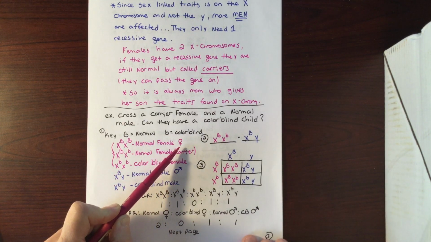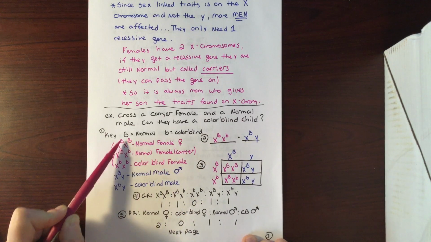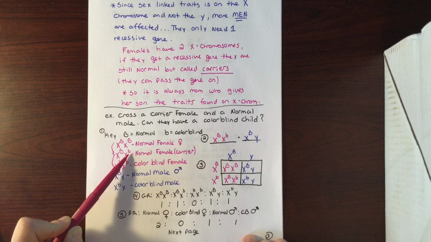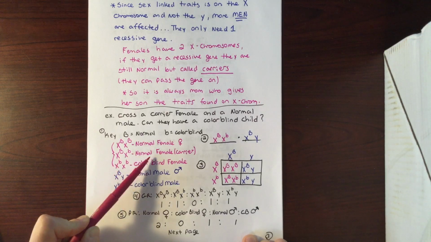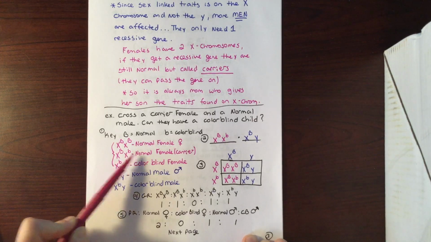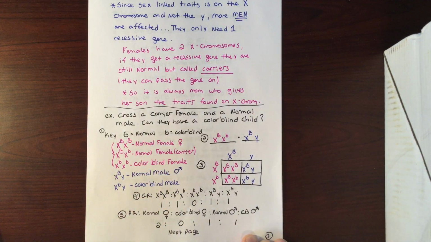You'll see it get used down below. She is homozygous dominant. I have X big B, X little b. Yeah, she's got that recessive gene in there, but she's still a normal female. She has that dominant gene that's going to be stronger than the recessive gene. We say that she's a carrier female. So carrier females are still normal.